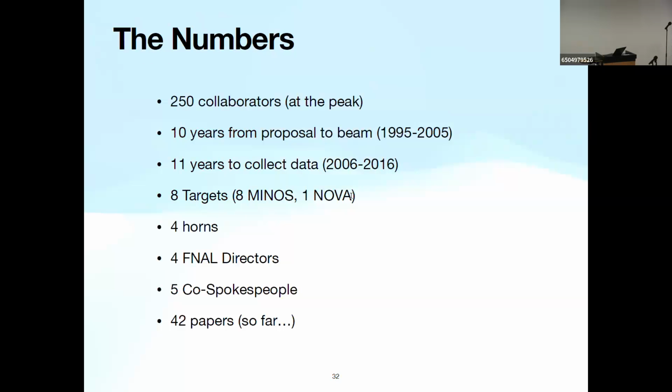Okay, so winding up, some numbers that are interesting. We had at the peak about 250 collaborators. It took us 10 years from writing the proposal to getting the beam, 11 years to collect the data. We got through 8 targets, 4 horns, 4 Fermilab directors, 5 co-spokespeople, and we produced 42 papers.